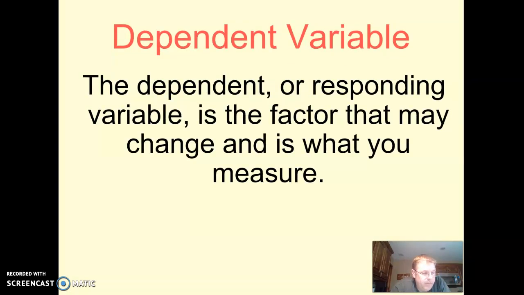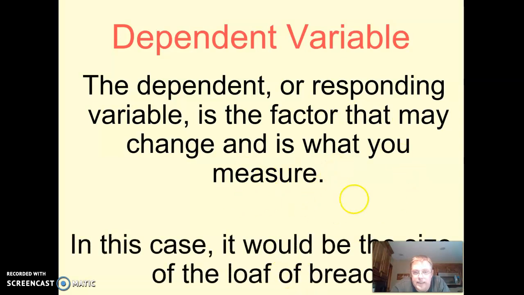Now, the dependent variable, this is what you're ultimately going to measure. So the responding variable, the dependent variable, is the factor that does change, it's what you measure. So in John's case, it's how big our loaf of bread is going to be, how big the loaf gets.